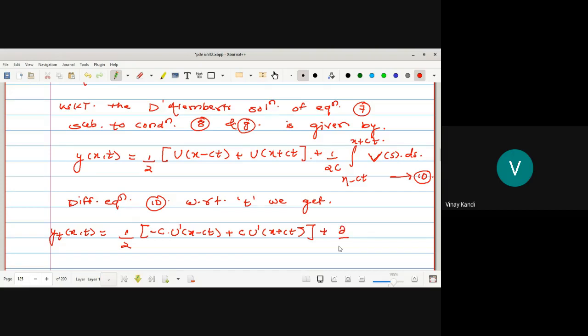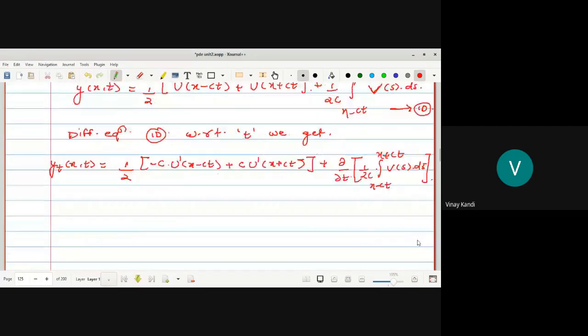Plus dou by dou t of 1 upon 2c into integration x minus ct to x plus ct v of s ds. So y t of x, t is equal to 1 upon 2 into minus c into u dash of x minus ct plus c into u dash of x plus ct.